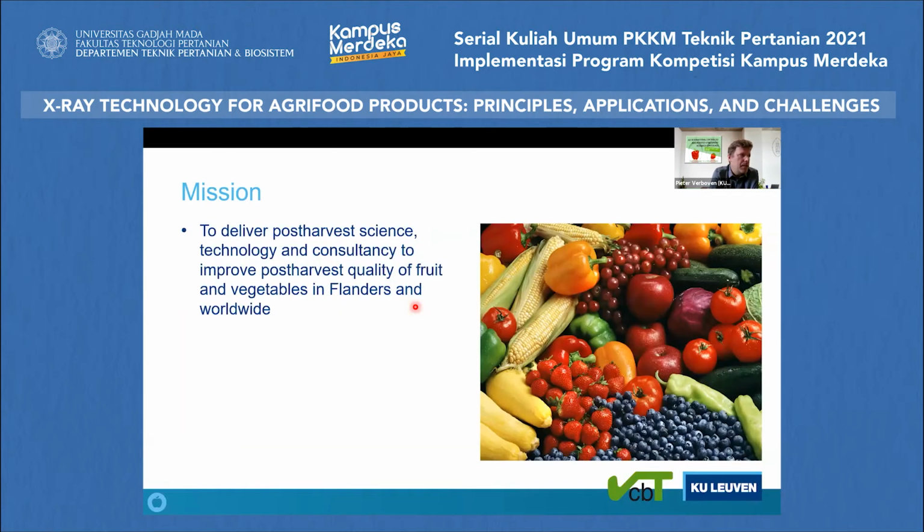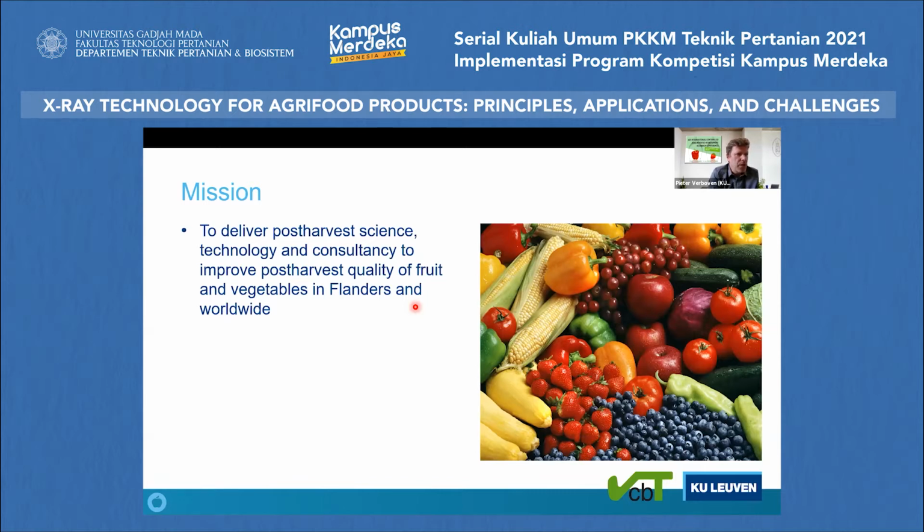So our mission is to deliver post-harvest science and technology, as well as transfer that knowledge to improve post-harvest quality of fruit and vegetables, mainly in Flanders. And in Flanders, we have a lot of horticultural crops. We are a main producer of apple and pear fruit, but also other fruits, smaller fruits like berries, strawberries, and so on, but also vegetables like salad, cucumber, tomato, of course, is a very big product here as well, which we grow in greenhouses.